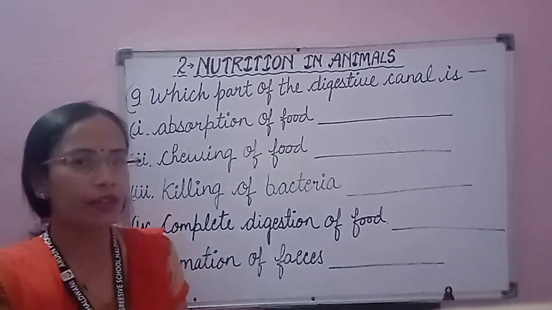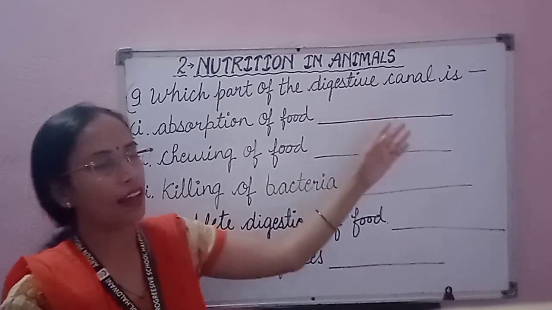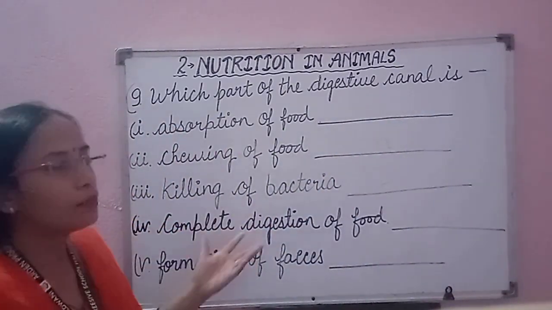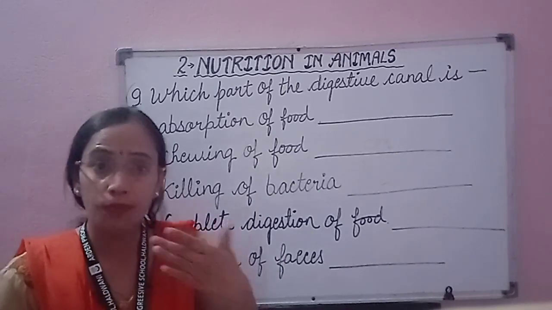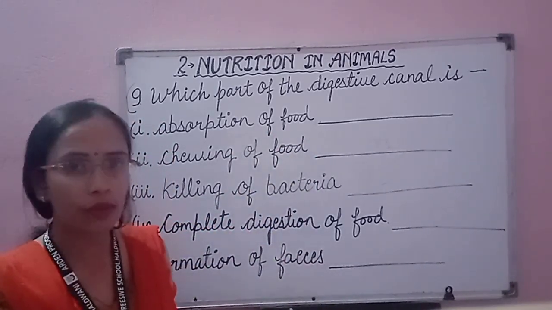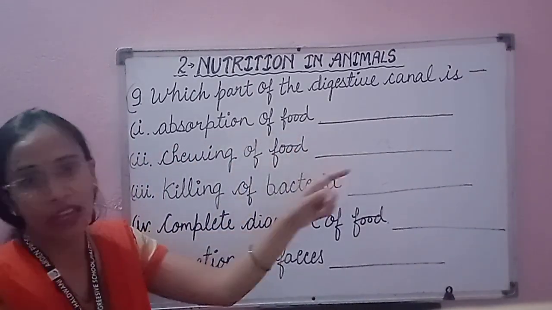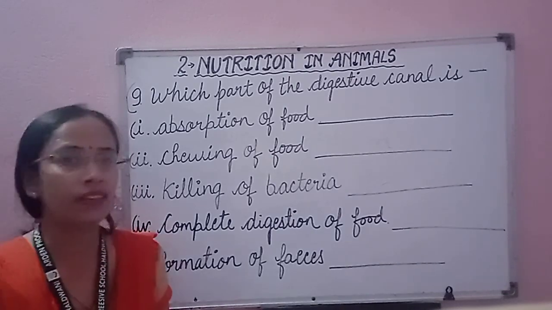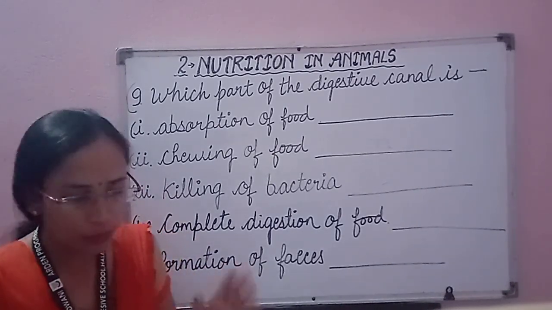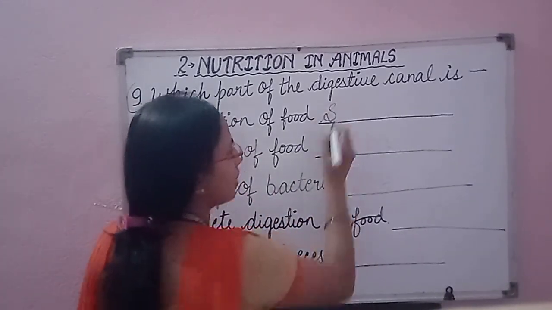Now the question number 9. Okay, so which part of the digestive canal is involved in? These are some points, so you have to tell which part of the digestive canal is involved in the particular one. Okay, so the first one is absorption of food. In which part of the digestive canal does the absorption of food take place? Absorption of food takes place in the small intestine.